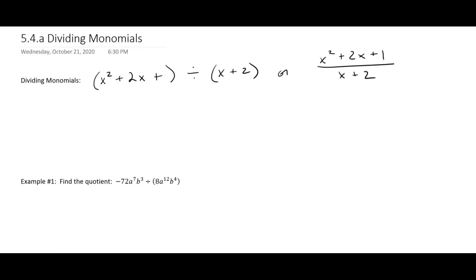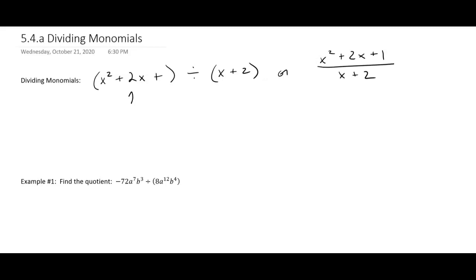They can either have a polynomial, like x squared plus 2x plus 1 divided by another polynomial, x plus 2, something like that. Or they can write it as x plus 2 over 2x plus 1, as a fraction. But both of those would be division problems.